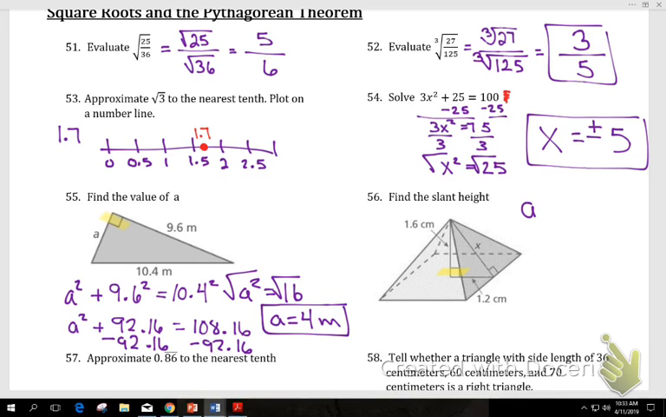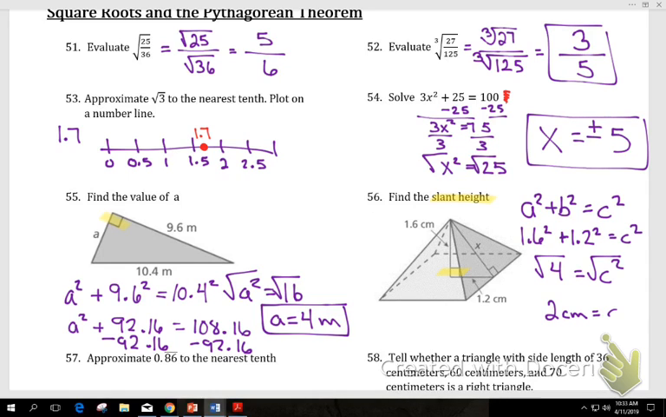All right, now on slant height, guys, slant height almost throws you off, okay? You think, slant height, like what's going on here? It's still a right triangle. Inside this pyramid, it's forming a right triangle. So I still go a squared plus b squared equals c squared. And then I can square root both sides after I evaluate, and I get 2 centimeters. All right, any questions? All right, Pythagorean Theorem. Let's move on to number 57.